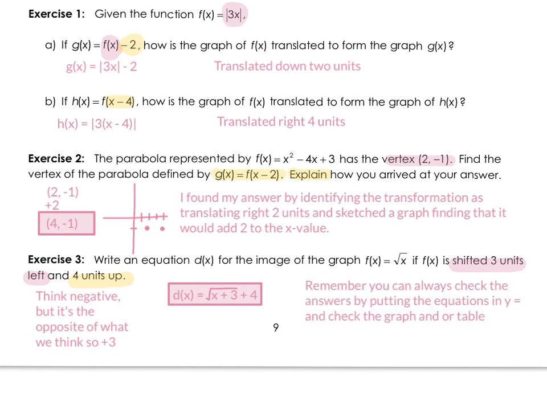Now remember, you can always put these in your calculator. So you can put the equations in y equals and check the graph and or table to make sure that it did what the instruction said. So if I put in the square root of x in y1, and then I put the square root of x plus 3 out of the square root plus 4, and I check my graph, I should see that it translated left 3 units and 4 units up.